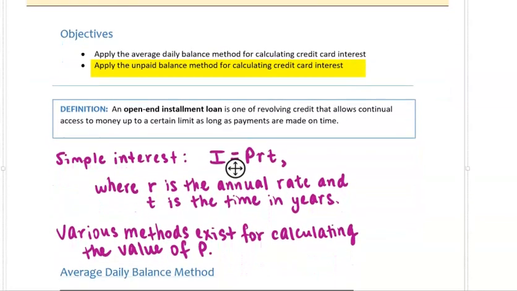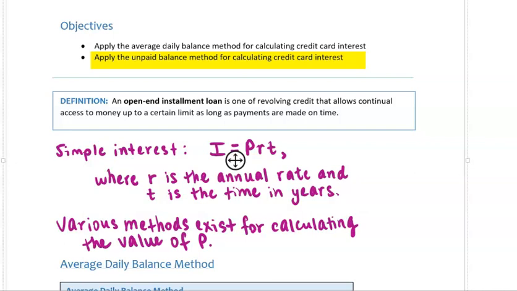Previously, we discussed open-end installment loans, that are loans of revolving credit that allow continual access to money up to certain limits as long as payments are made on time. Credit cards are an example of open-end installment loans.